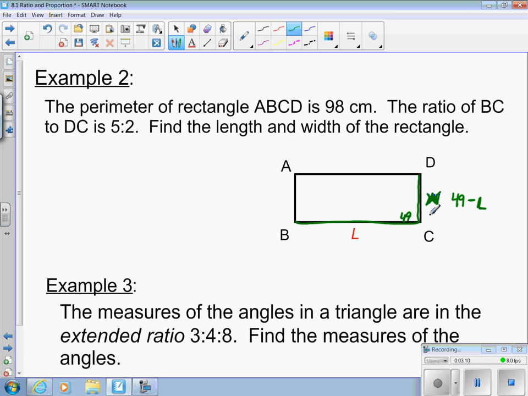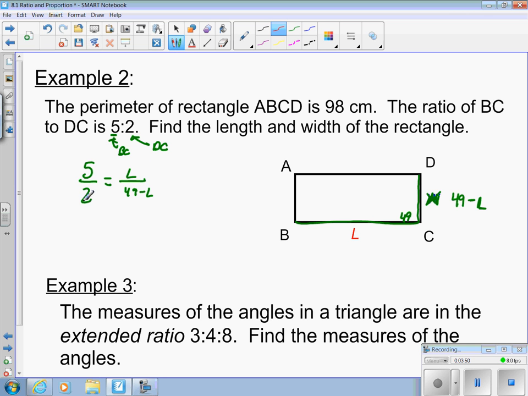And now I can write a proportion where 5 to 2. Okay, so a proportion is when we set two ratios equal to each other. So 5 to 2. Now, the 5 corresponded to the BC, and the 2 corresponded to the DC. So BC has to go across from the 5. BC was what we called L, and DC is what we called 49 minus L.